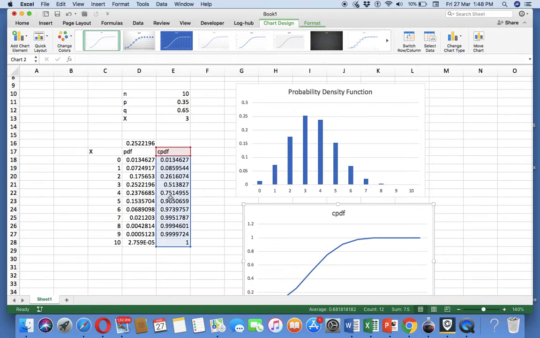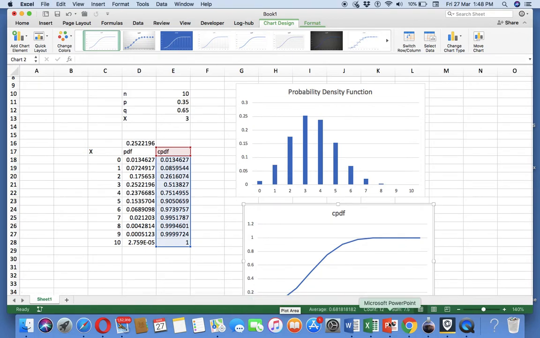And the probability that more than 4 movies will succeed will be 1 minus this, which is equal to roughly 0.25. The probability that more than 4 movies will succeed is just the cumulative probability, 0.25.